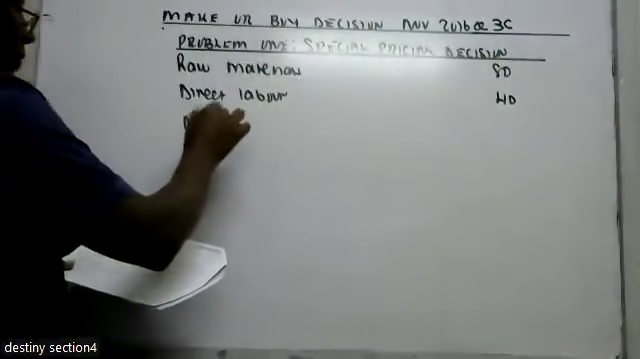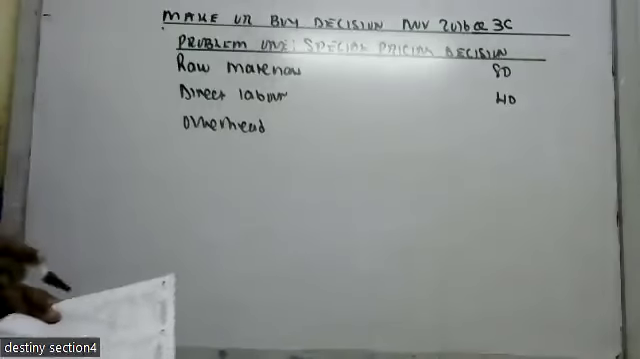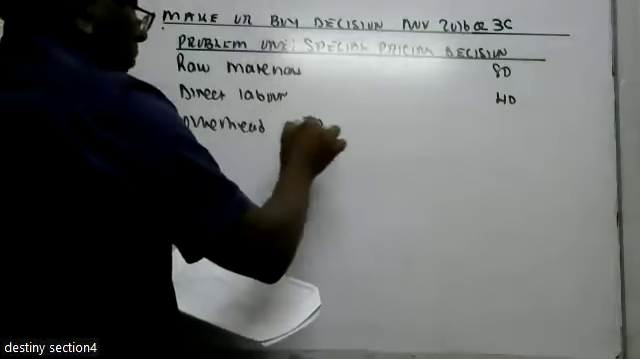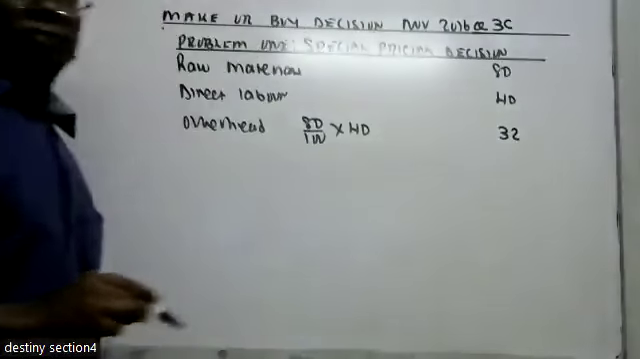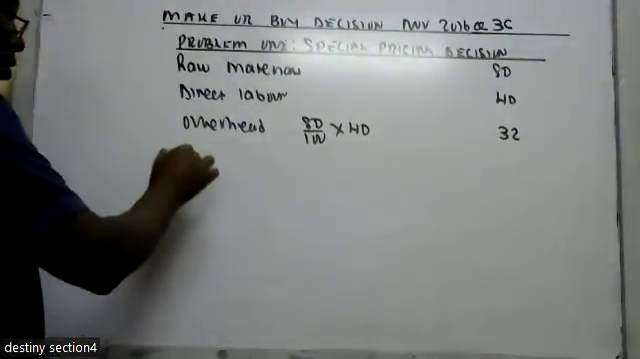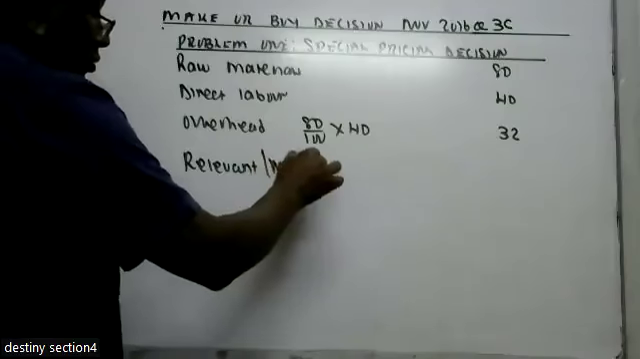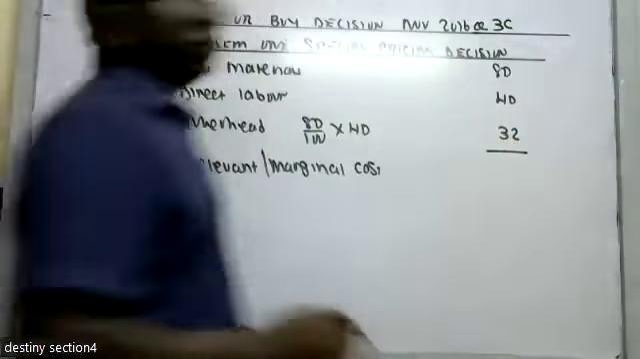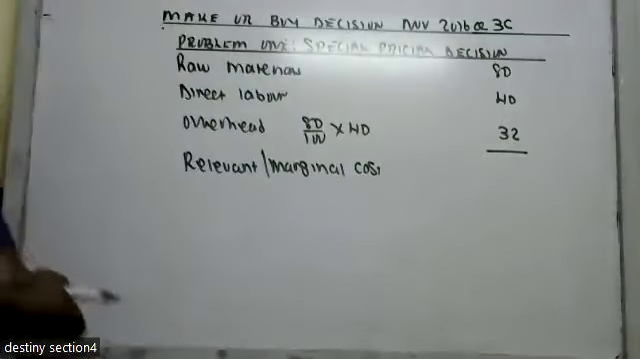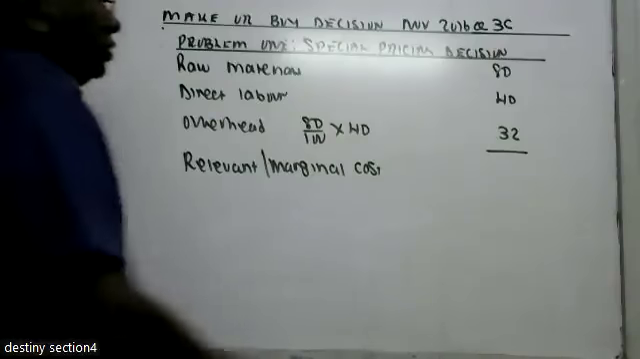Then overheads. For these overheads, you will use the rate we got for variable overheads. We said it is 80%, so it is 80% of this 40, which is 32. So that now you get what we call the relevant or marginal cost, or the variable cost, or the direct cost. They have very many words. 152.